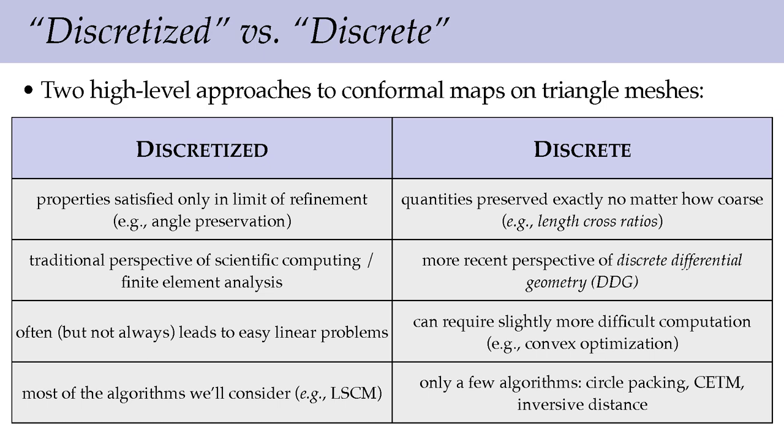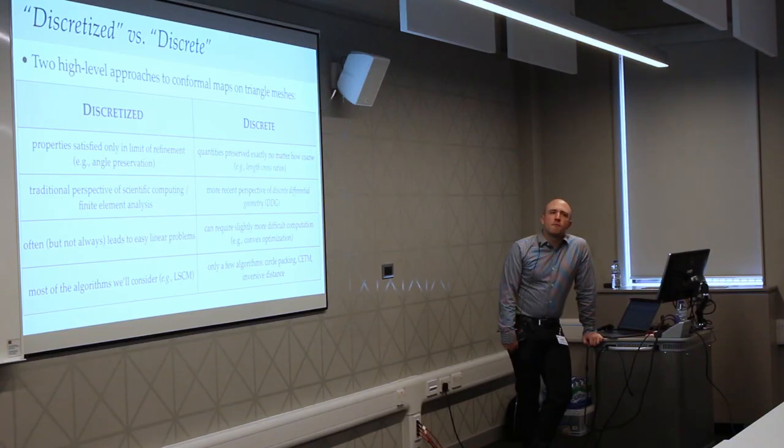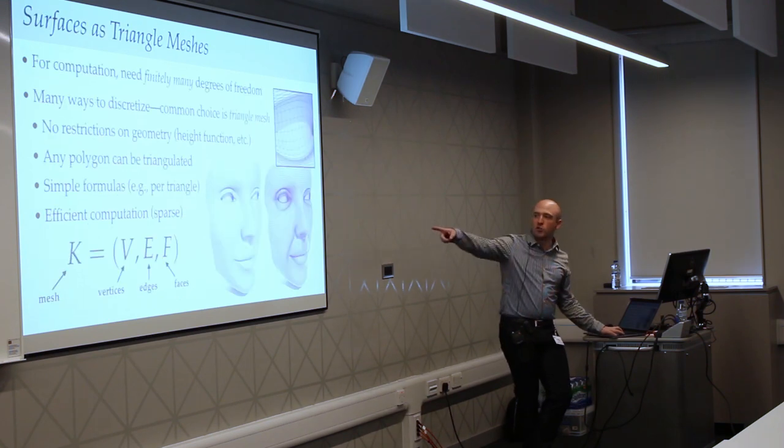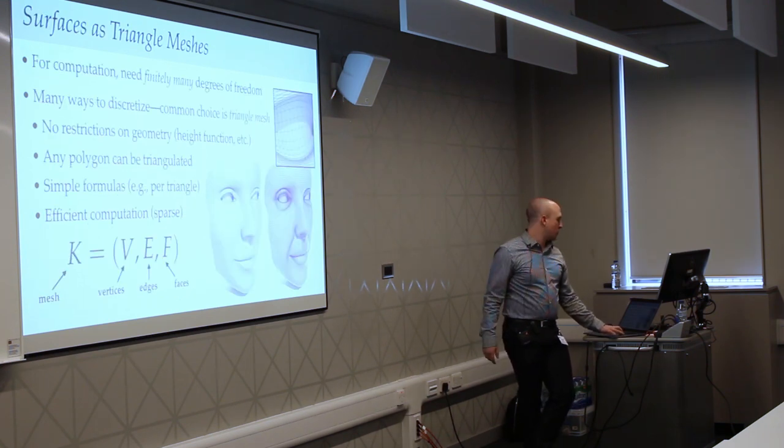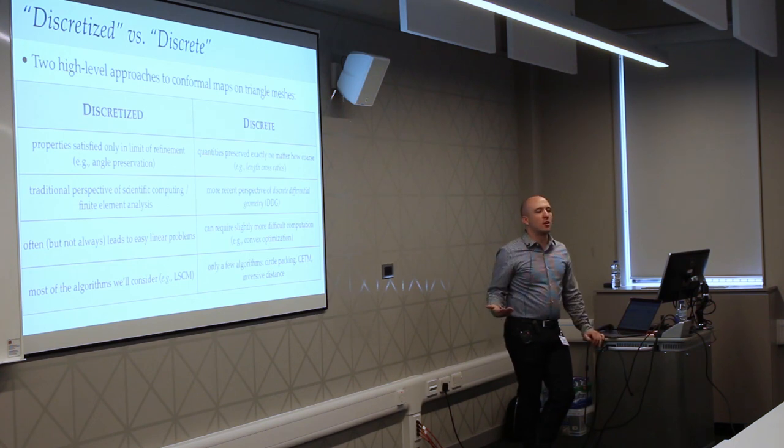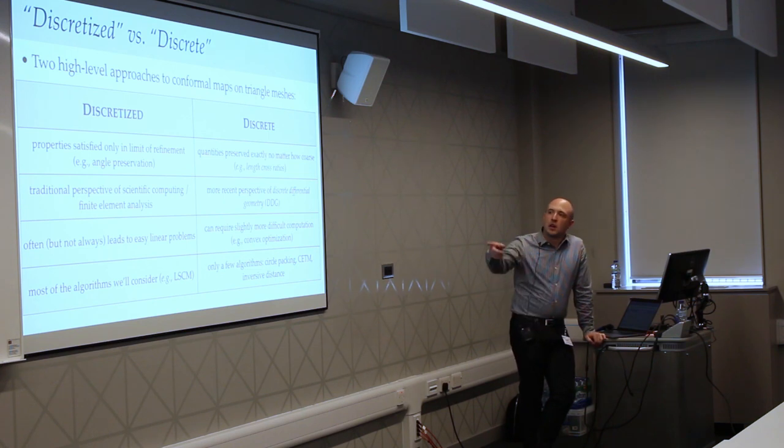There's kind of two high-level approaches here. And one would be if you come from an engineering or scientific computing background, you might say, look, I don't need it to be exactly conformal in any sense. I just need to make sure that as I make my mesh finer and finer and finer, as I add more and more triangles to my face, whatever notion of conformal I come up with ultimately agrees with the true notion, the smooth notion, right? And that's, again, the traditional perspective of scientific computing, that I should get angle preservation or I should get conformality in the limit of refinement.